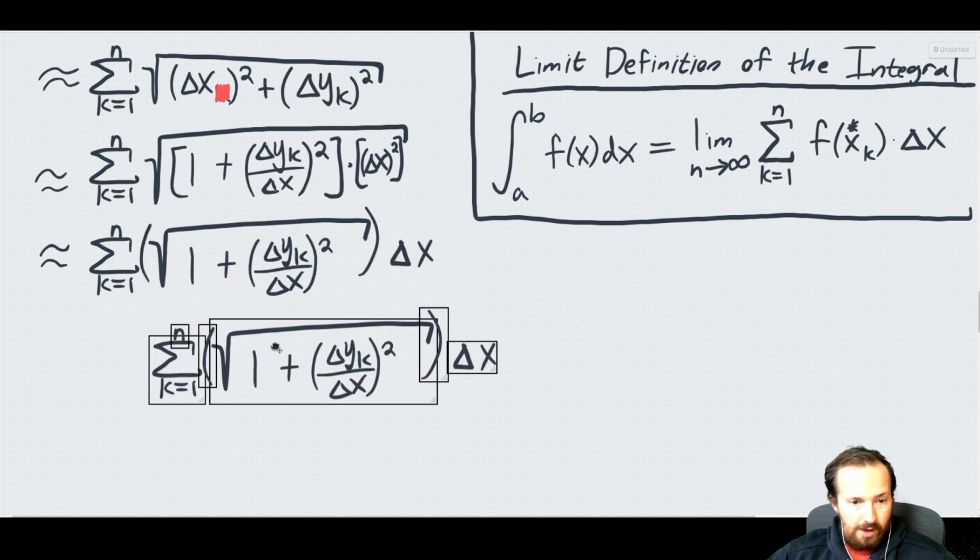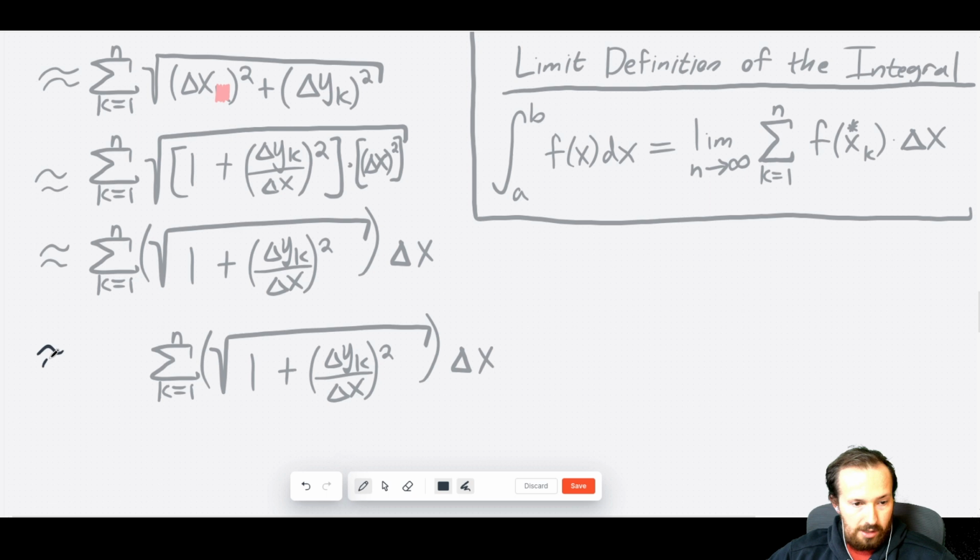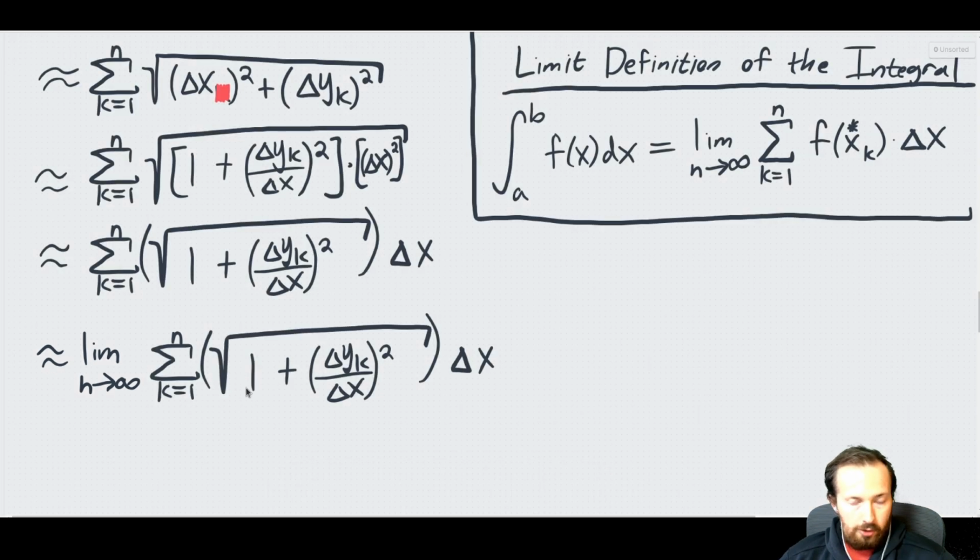So now what we can finally do is take the limit as n goes to infinity. Basically, that's going to crank up the number of partitions, and we just show that the approximation gets better and better and more exact to the actual length of the arc as that happens, just like with integrals, just like with the area under the curve. So there you go. We now have this.